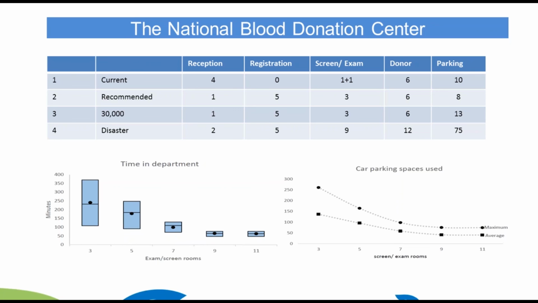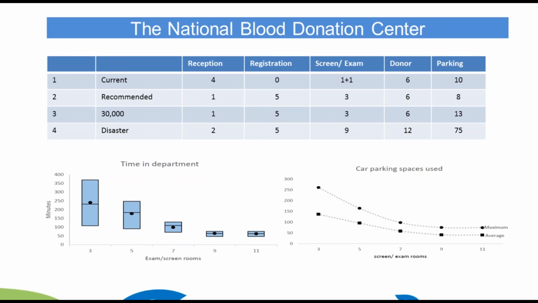What you see again is that the rate-limiting node in the donor pathway is the screen and examination station, and you actually need 9 versus the 3 that would normally be in place in the recommended scenario. If you look at the graphs below, you can see how the magic number 9 dramatically reduced the time in department in a disaster scenario, and also reduced the number of car parking spaces you would require. And again, that was not intuitive. We weren't sure exactly what the optimal configuration was, and simulation really brought that out to us. It was very much a surprise to the staff themselves.